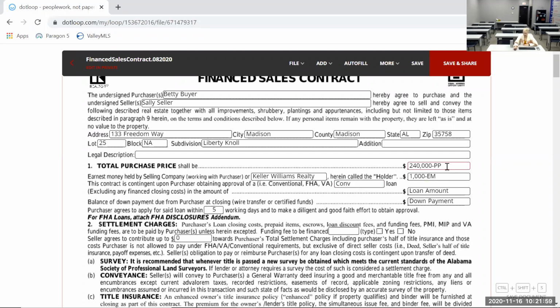So our first line is purchase price. Second is earnest money. Third is loan amount. And then fourth is down payment. Does anybody have any questions about that?